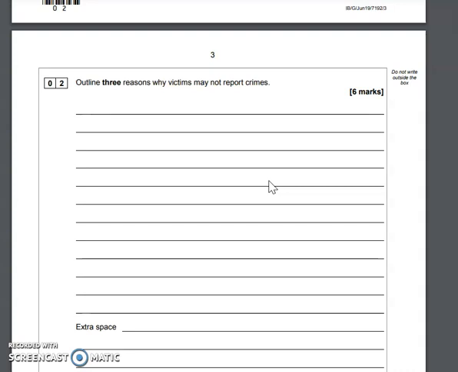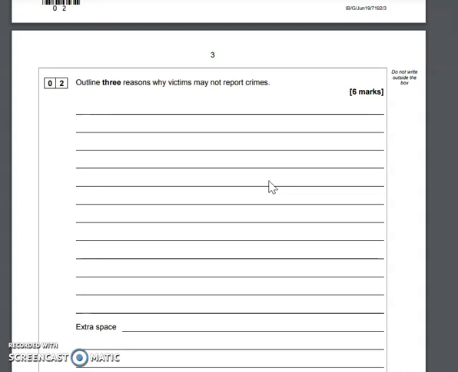The most frequent reasons outlined were lack of confidence or trust in the police, fear of retribution from the offender, the crime being too trivial, shame or embarrassment about being a victim, being unaware that they're a victim, being unwilling to go through the ordeal of giving evidence or reliving the experiences.